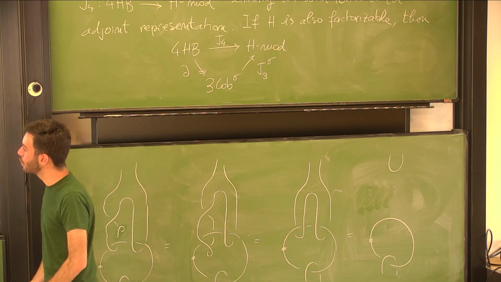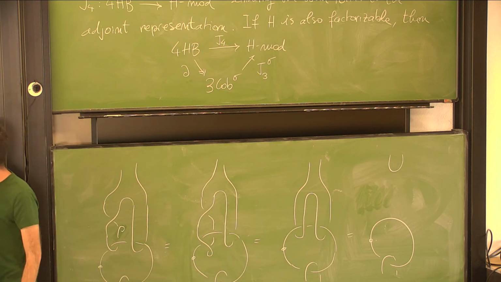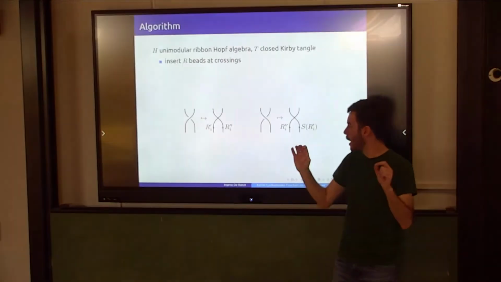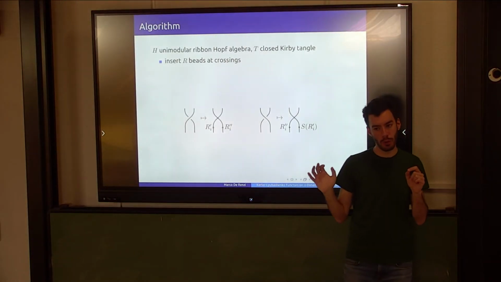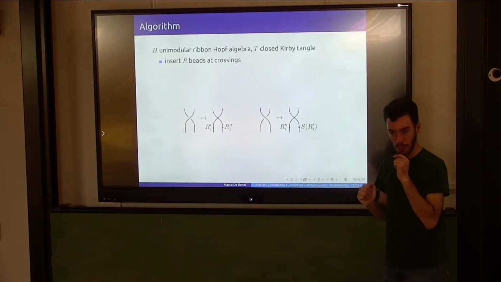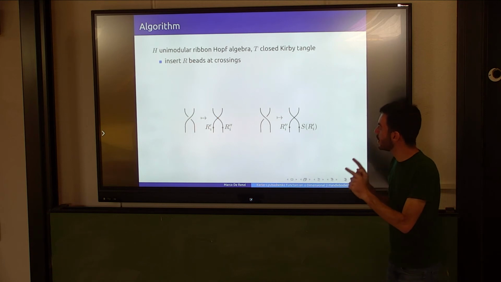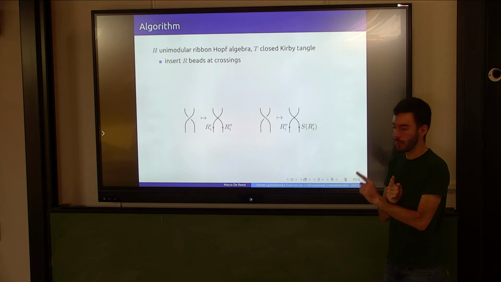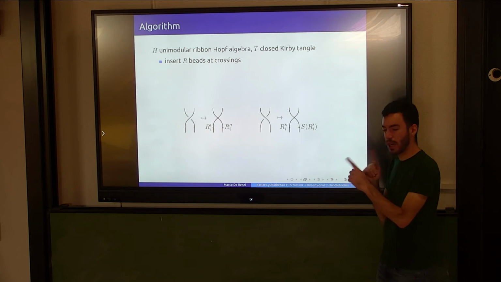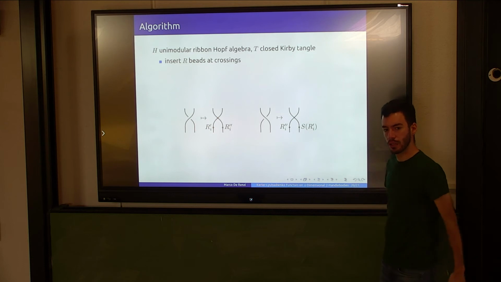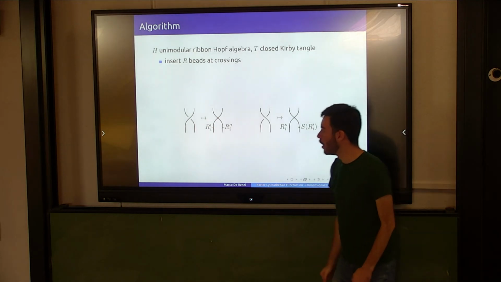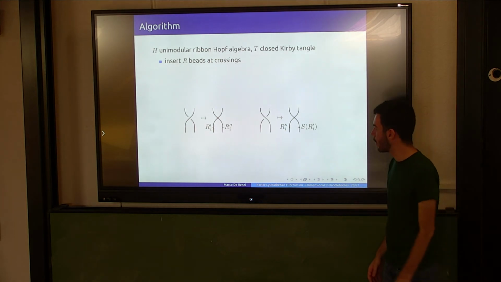Right. So the first thing you do is you insert beads. So beads are these kind of little beads sitting on strands of your diagram, and they are labeled by elements of your quantum group, of your Hopf algebra. So you first insert beads labeled by components of the R matrix around crossings. This is because the R matrix gives a well-defined braiding, and braidings are usually efficiently encoded by crossings in diagrams.